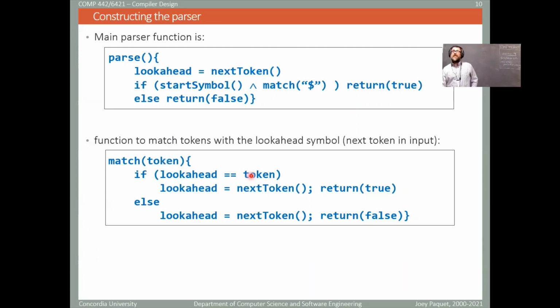So if the look-ahead is the same as the token, then you go to the next token. Basically, you advance to the next token. You successfully parse this token, and you return true. If the look-ahead is not the expected token, then you advance, but then you say this was a parsing error. This token I have seen was a syntax error.